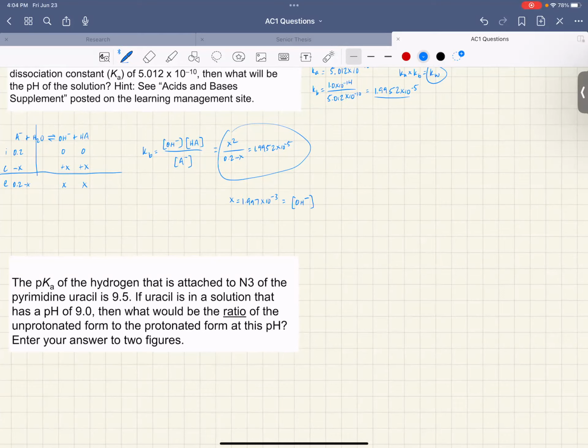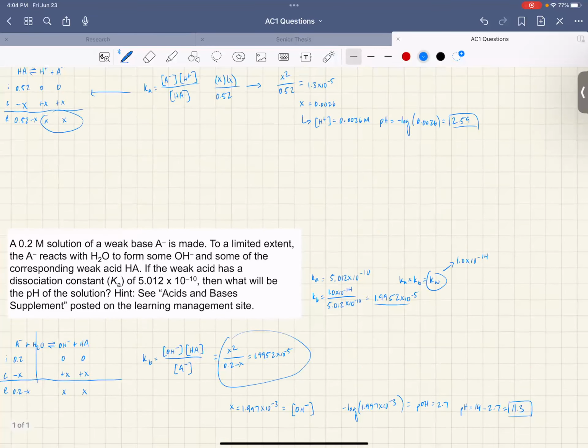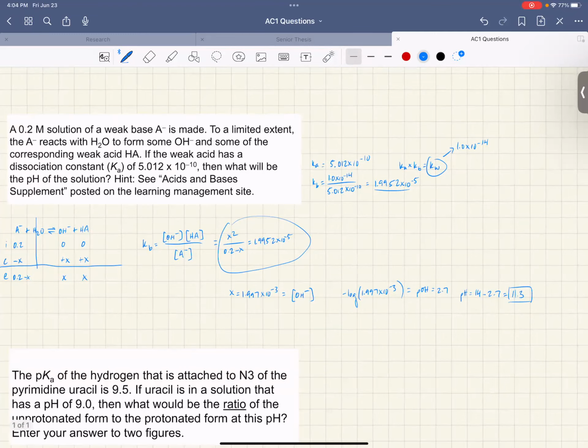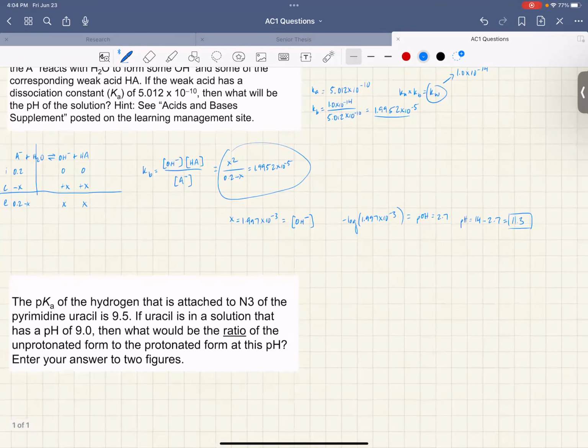So what we can say with this is that the negative log of 1.997 times 10 to the negative 3rd is going to be equal to our pOH. So pOH is going to be 2.7. And as you probably know, the pH is going to be 14 minus that. So that'll give us 11.3. So always pay attention to what the question is asking for, whether they're asking for pOH or pH, or whether they gave you Ka or Kb. Those kind of small details can really make or break these questions.